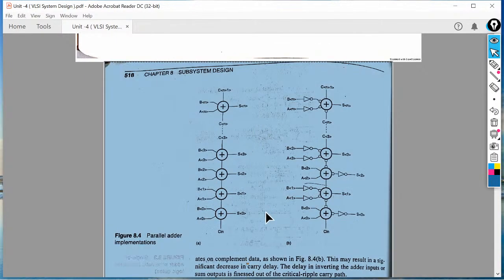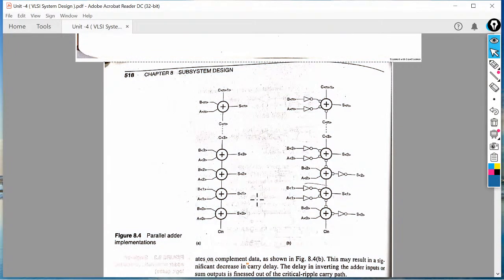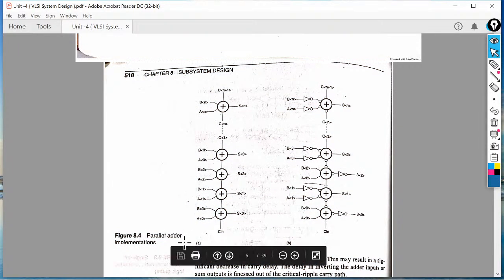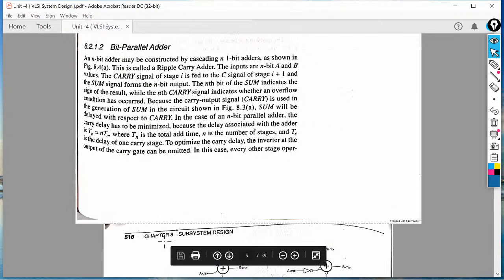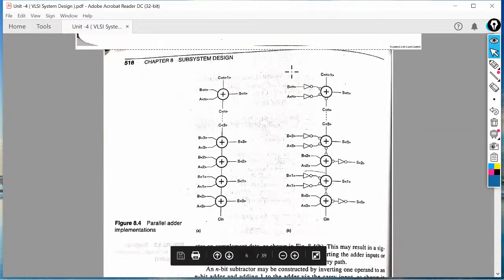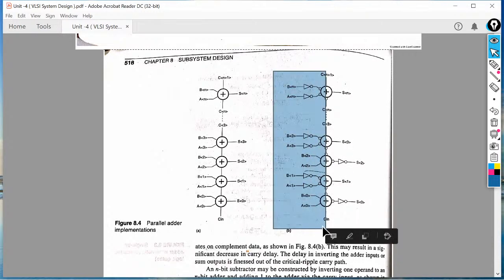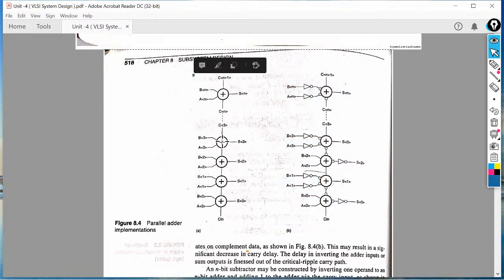Okay, so if you want to increase the speed of this parallel adder, there is some modification in the circuitry. If you do this type of modification in your parallel adder, it will take less time as compared to the parallel adder.